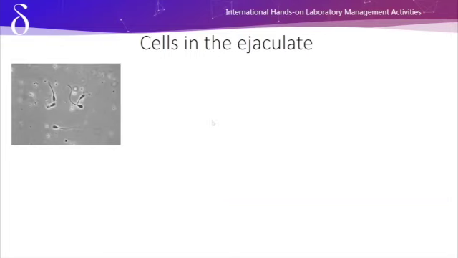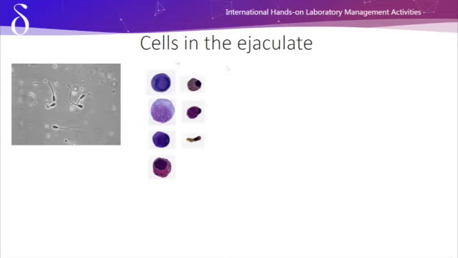So what type of cells can we see in the ejaculate besides, of course, spermatozoa? We can see germ cells, and actually in the ejaculate, all the types of germ cells that are formed during spermatogenesis can be found, starting from spermatogonia to spermatid, and different types of spermatid. So many types of germ cells can be present in the ejaculate.